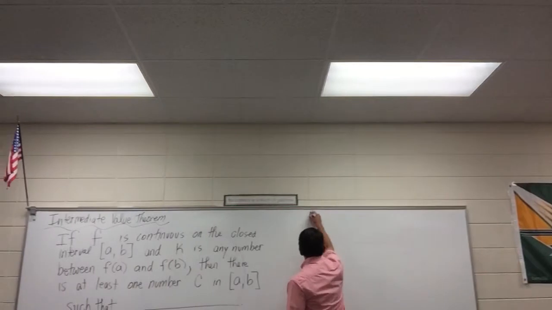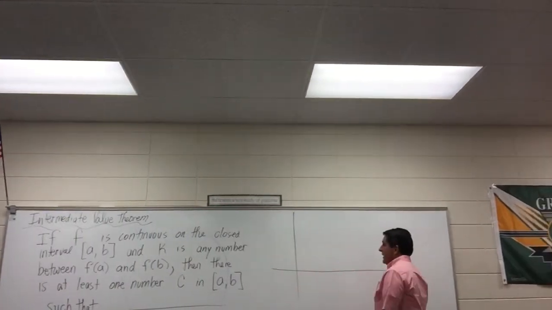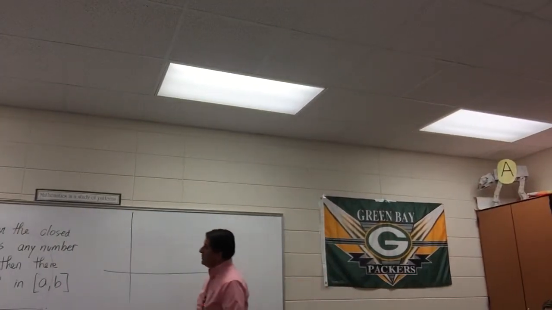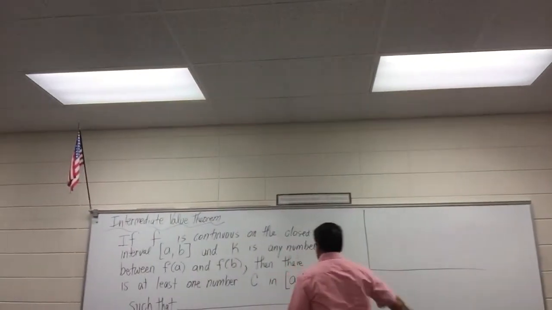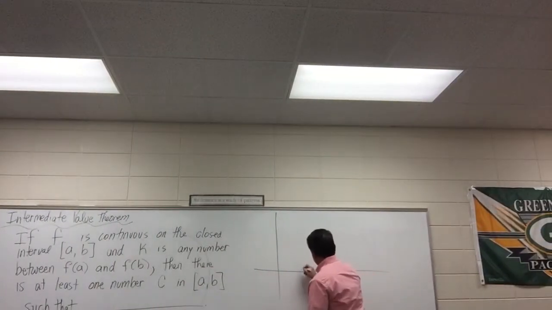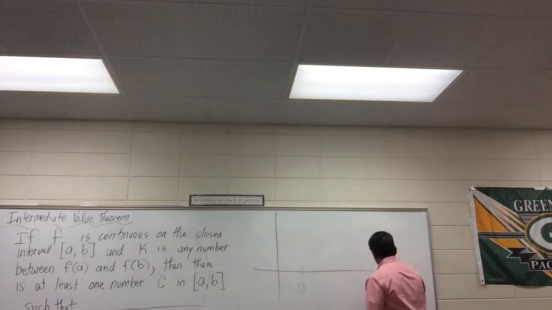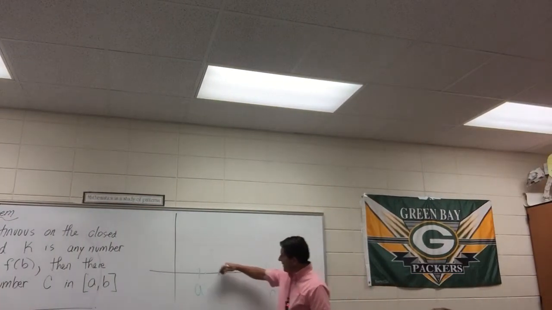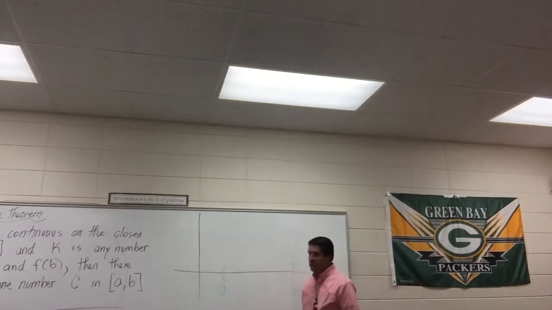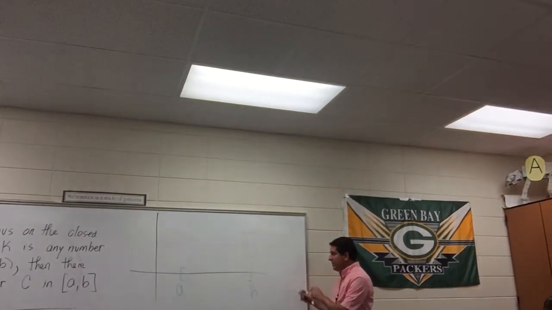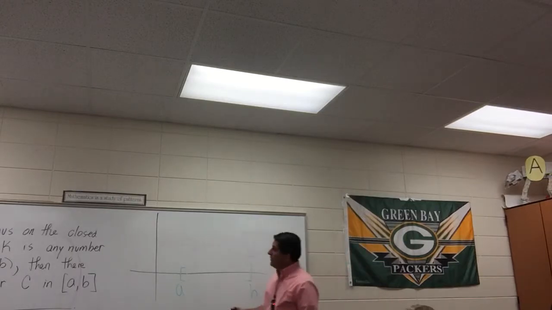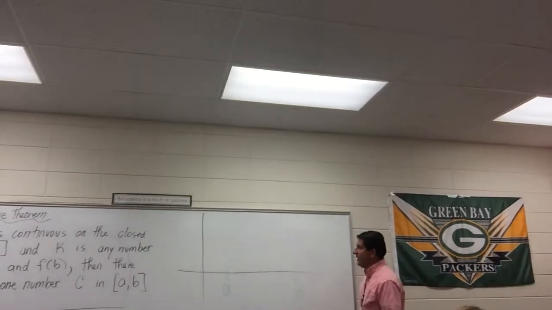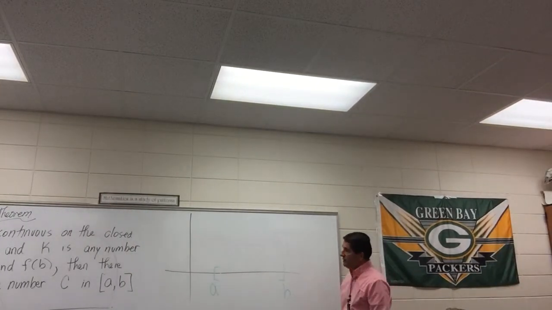Okay, draw a picture. This is what you have to learn how to do, formulate this thing. So f is a continuous function on a closed interval from A to B. So I'm going to slap an A over here, slap a B over here. This notation means it's a closed interval, which means we can use the A and the B. And k is any number between f of A and f of B.